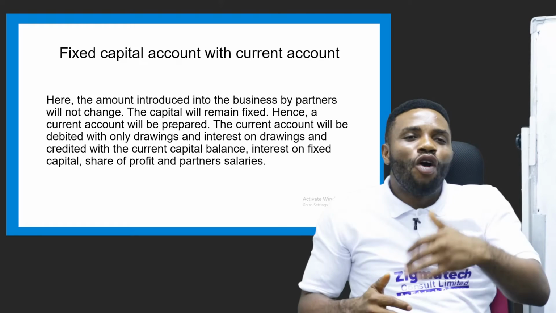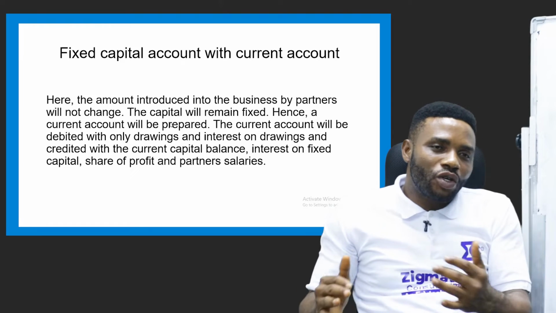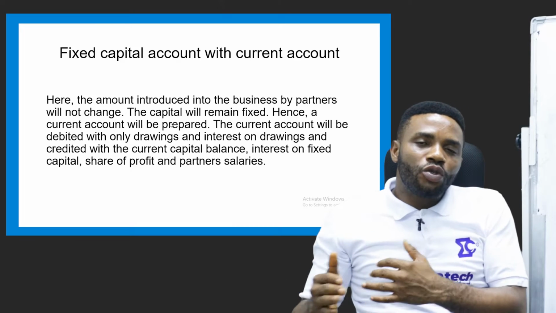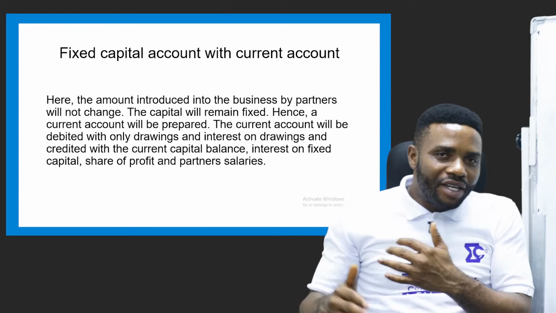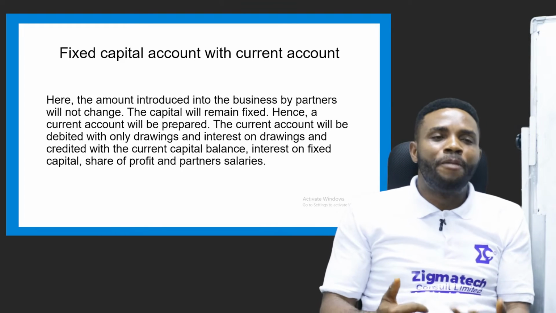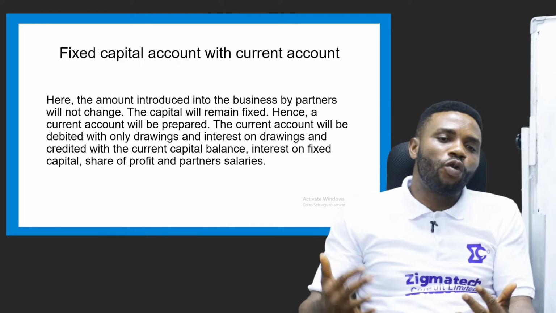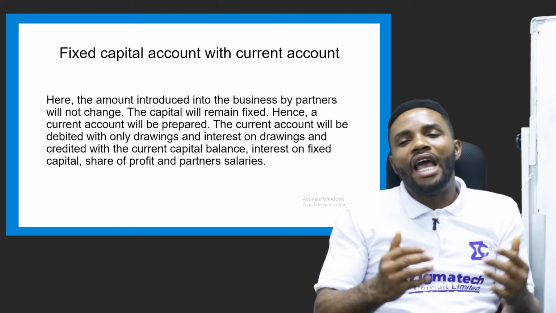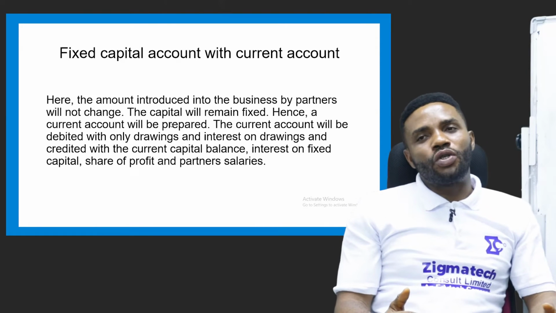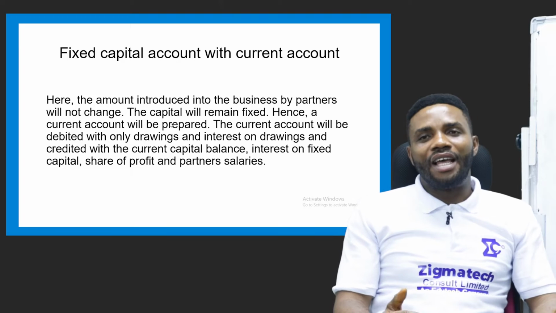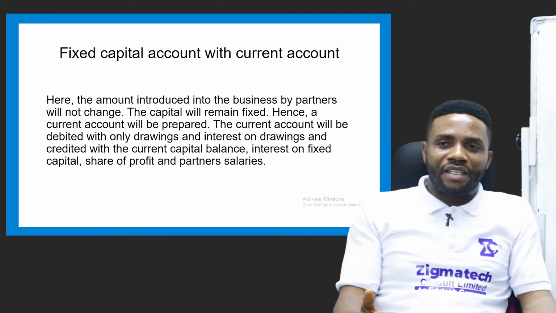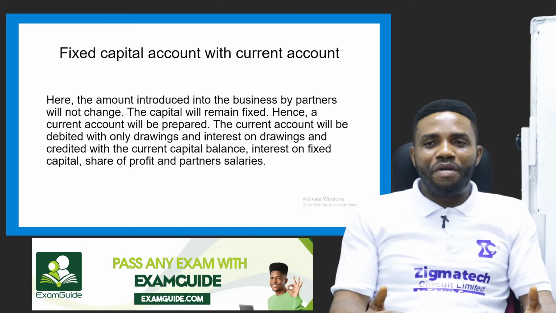It is there that all other transactions like the share of profit, the interest on drawings, the salaries, and all other transactions are recorded. And that is why it is called current. It is called current because it is the account that is used to foot the day-to-day activities of the business. I said here, the amount introduced into the business by partners will not change. The capital will remain fixed. Hence, a current account will be prepared.